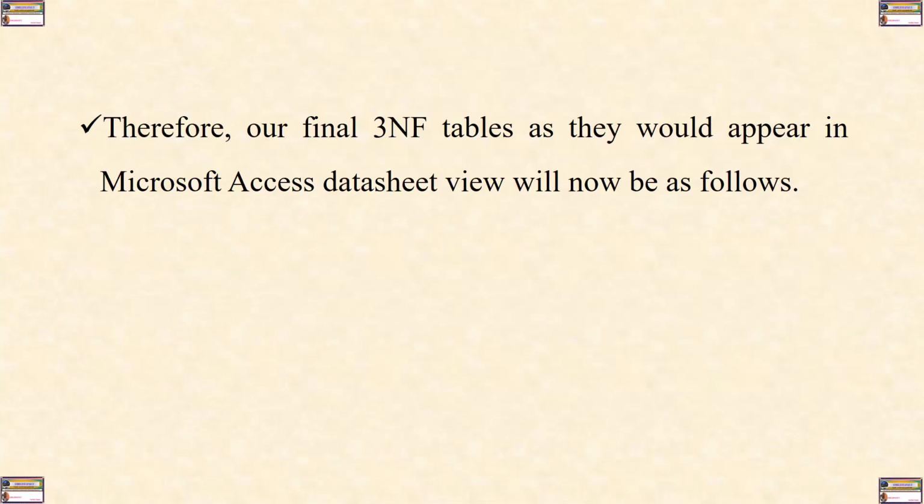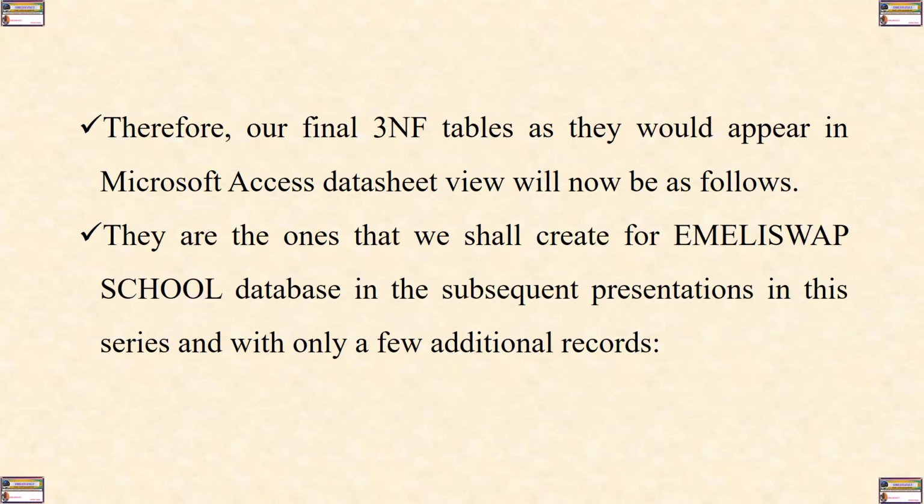Therefore, our final third normal form tables, as they would appear in Microsoft Access datasheet view, will be as follows. And these are the ones we are going to use to create our database commencing from our next presentation, which is the 7th part in the series, henceforth. They are the ones that we shall use.